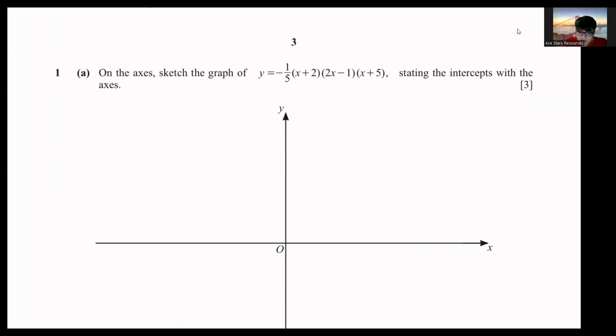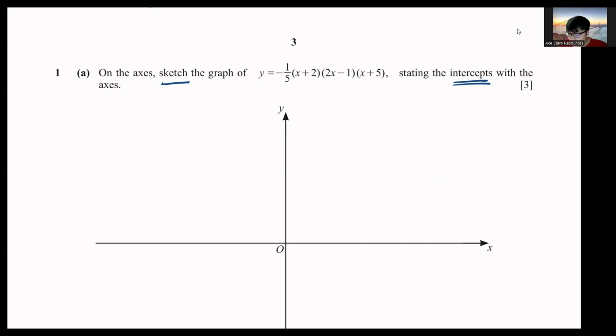On the axes, sketch. Okay, we are required to just draw some diagrams here. Sketch the graph of y equals negative 1 over 5 (x plus 2)(2x minus 1)(x plus 5). So we are required to state the intercepts with the axes. What do you call intercepts? Intercepts are basically the points, the coordinates where the curve cuts the x or y axis.